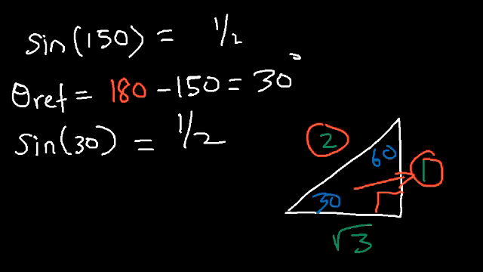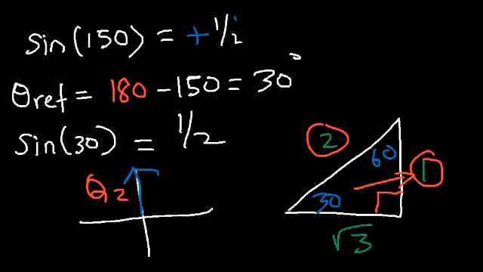Now, sine is associated with the y value. In quadrant 2, is y positive or negative? Because you have to go up the y-axis, y is positive. Therefore, since sine is associated with y, sine 150 is positive. So this is the value of sine 150. It's plus 1/2.